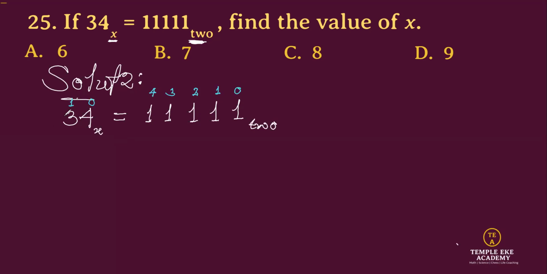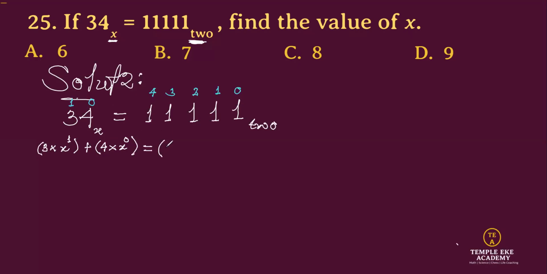Each digit will be taken, multiplied by the given base, raised to the power of the number written on top of that digit. Therefore, on the left-hand side, the first digit 3 is multiplied by the base x raised to the power 1, plus the next digit, 4, multiplied by the base x raised to the power 0, and we do the same thing for the right-hand side.